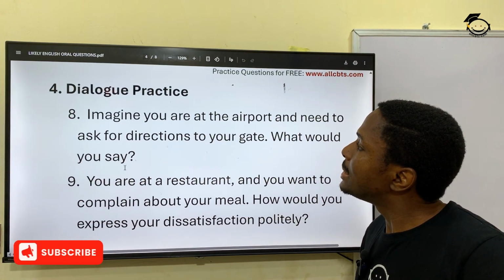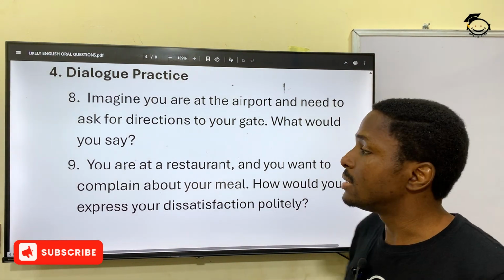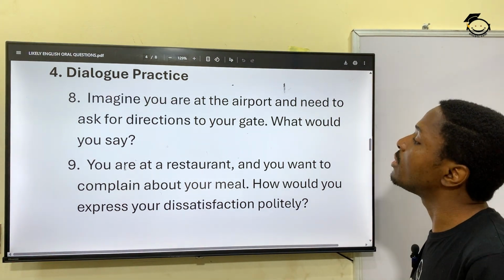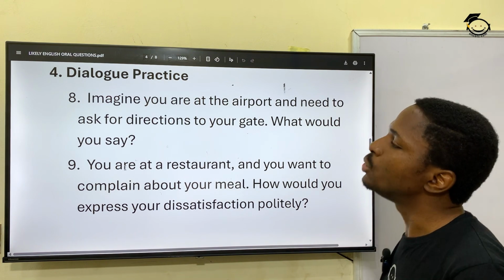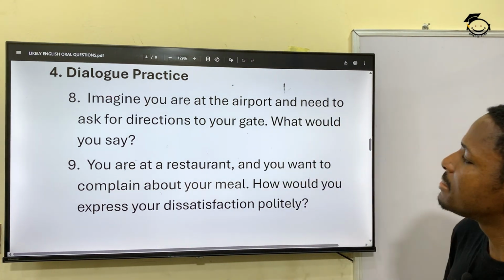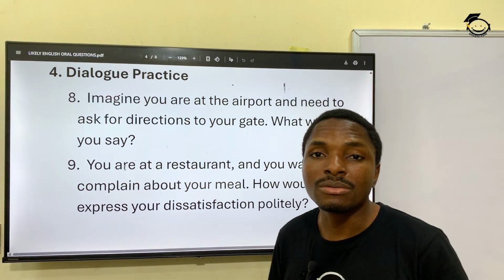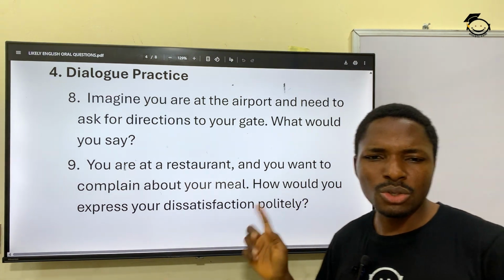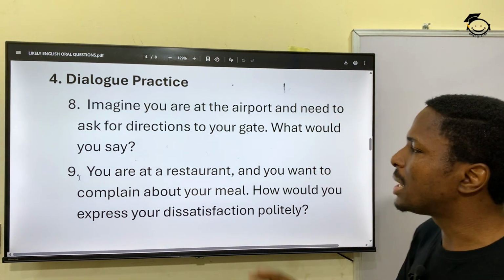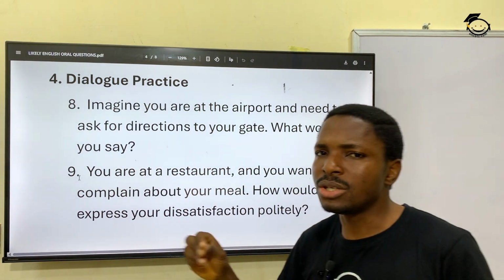Alright, so dialogue practice. This is an interesting one. Imagine you are at the airport and need to ask for directions to your gate. What would you say? To your gate. Okay? Maybe the gate of your house, or I'm not sure what gate it is here. Maybe a particular gate, like your personal gate, the gates of your house.